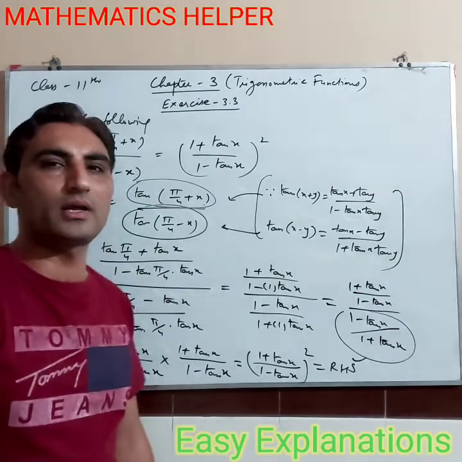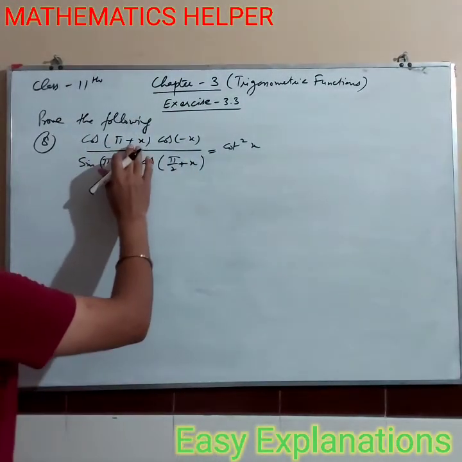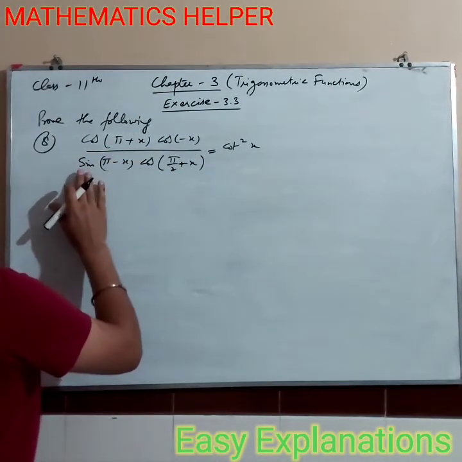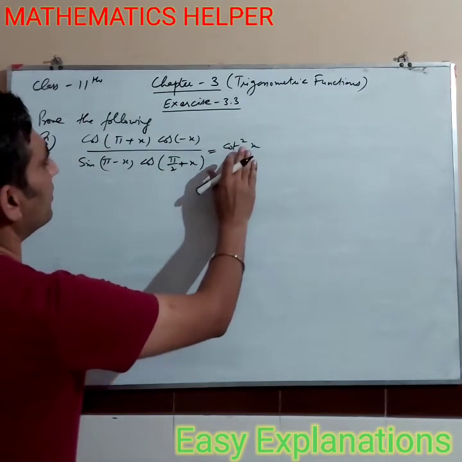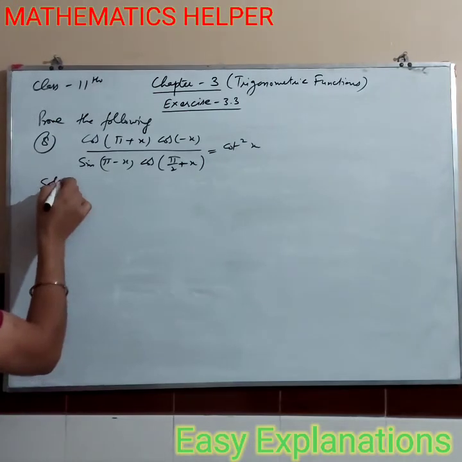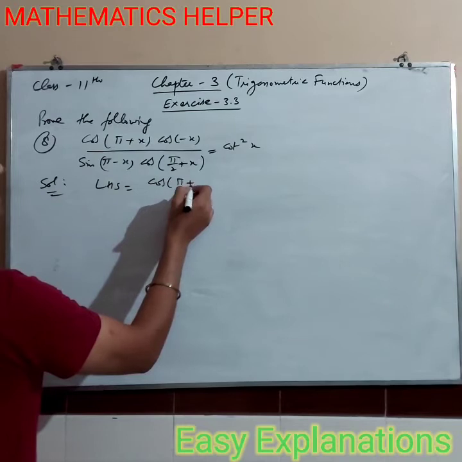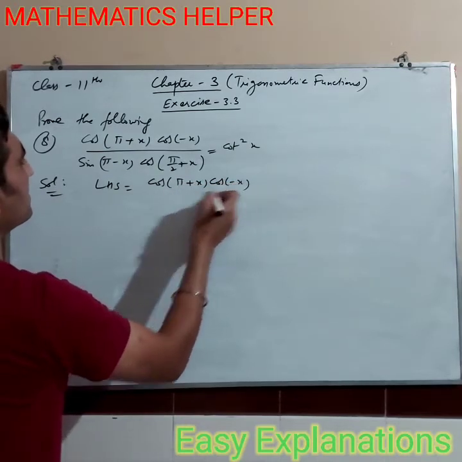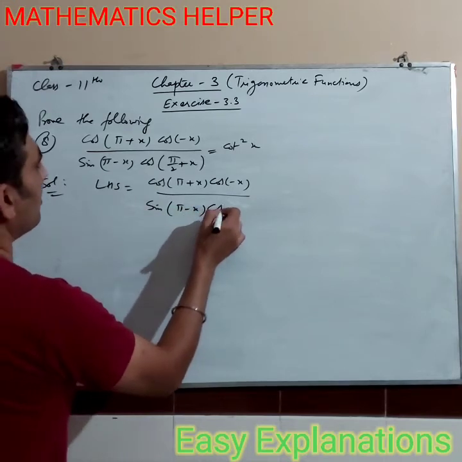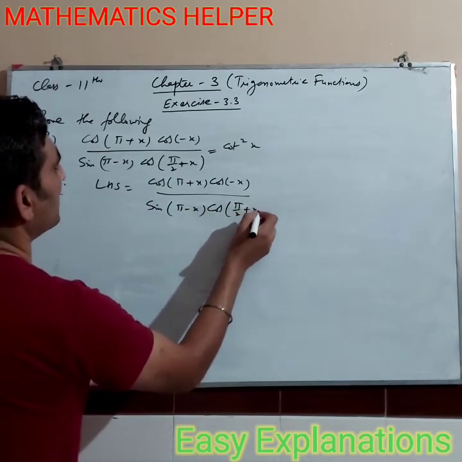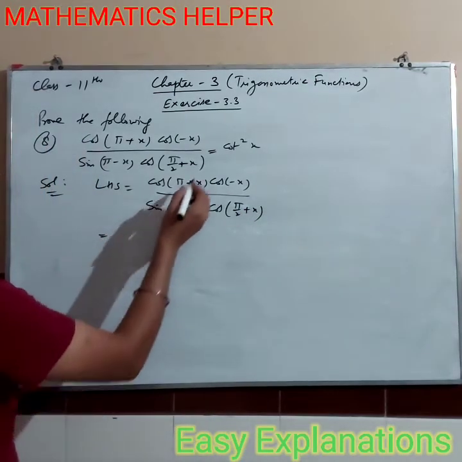See next what is given in question number 8. Students, question number 8 is cos(pi plus x) into cos(minus x) upon sin(pi minus x) into cos(pi over 2 plus x) equal to cot square x. In the same way I will start from the left side. Left hand side is cos(pi plus x) into cos(minus x) over sin(pi minus x) cos(pi over 2 plus x). Pi means 180, pi over 2 means 90. So cos(180 plus x).